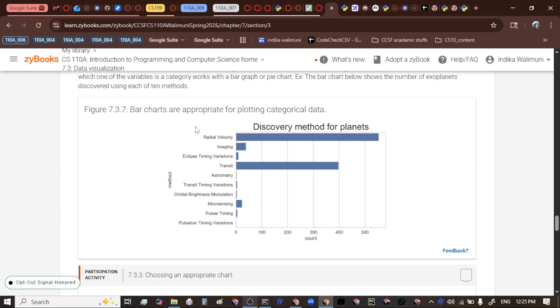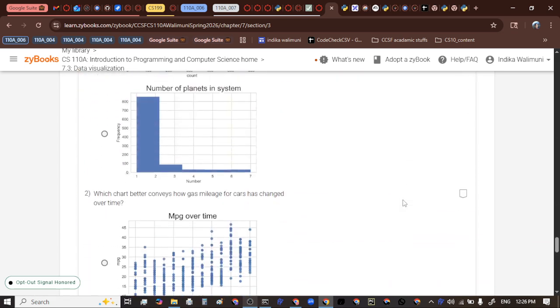Then bar chart is appropriate for categorical data. There are categories like radial velocity, imaging, and transit, and these are all discovery methods of planets. These are all discovered planets, and they are plotted against the method of discovery. So it's a category, it's basically plotting categorical data. You can use bar charts. So let's do this one, guys.